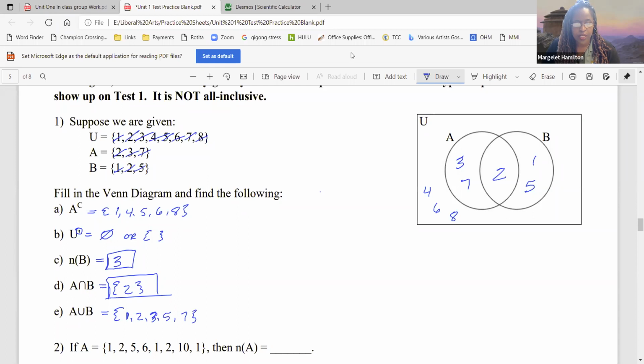Is everybody okay with this? Yes, ma'am. A union B. Okay. Everything in the circles, put them together. Any questions about it?